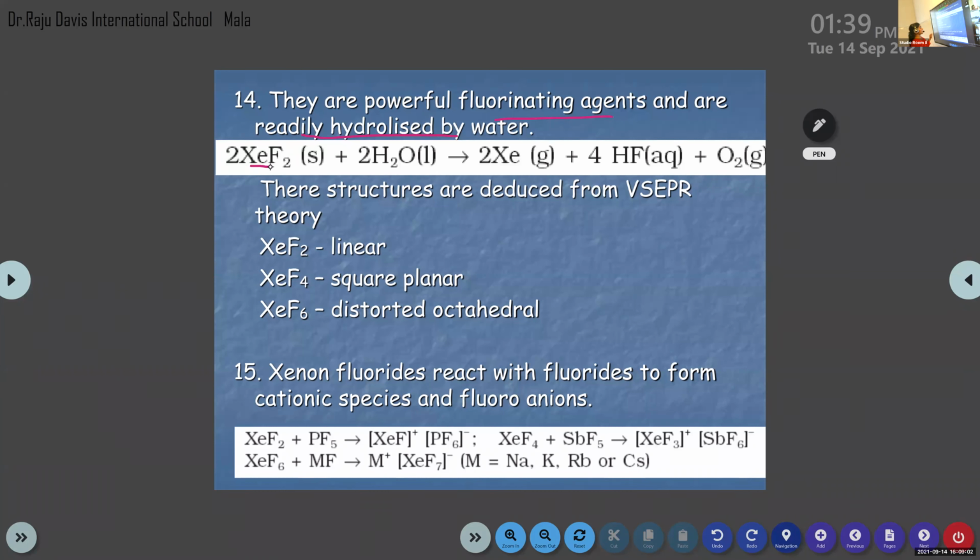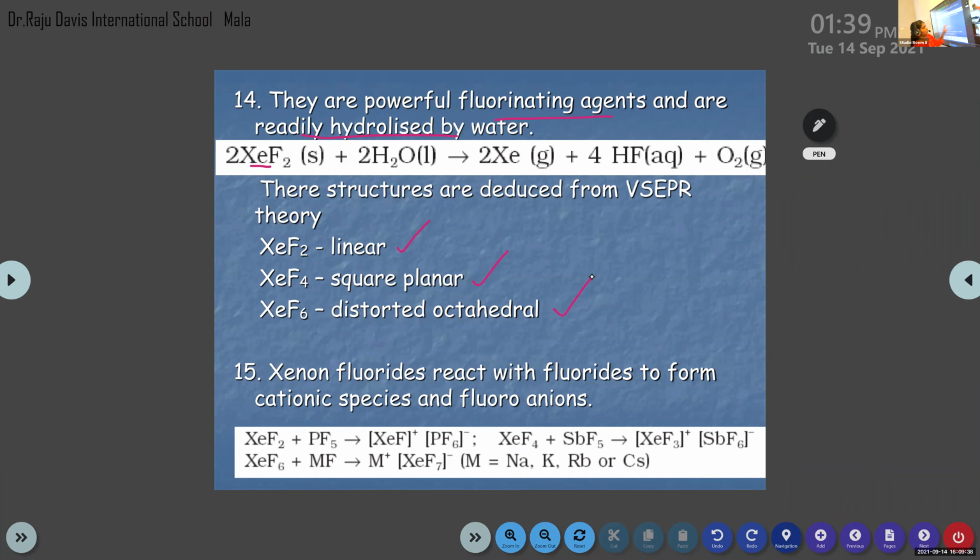In the case of XeF2, it has a linear structure. Then XeF4 has a square planar structure. Then XeF6 has a distorted octahedral structure. All these structures are related to valence shell electron pair repulsion theory, that is VSEPR theory. Clear, children?